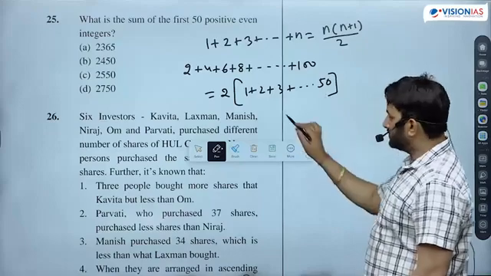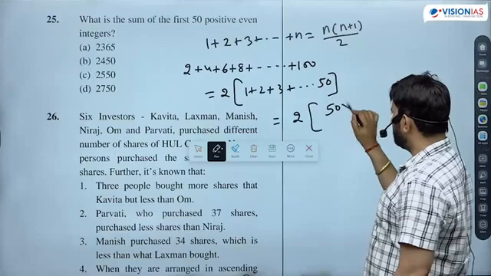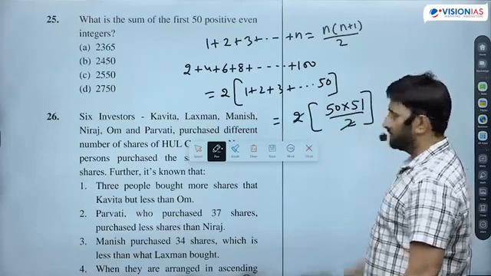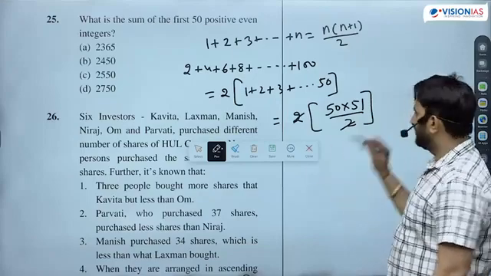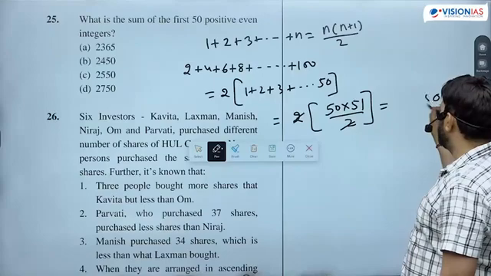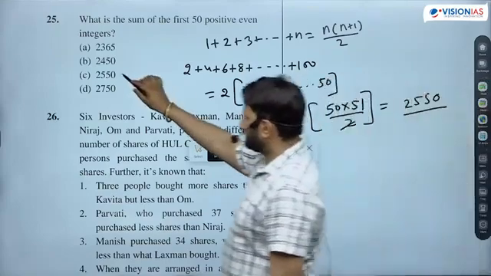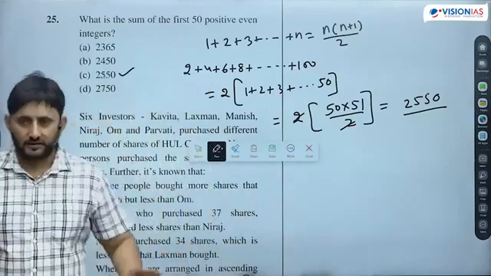इसमें फॉर्मूला लगा दो बच्चे. 2 times of n into n plus 1 divided by 2. This 2 you can cancel out. So simply you can say n into n plus 1. That will come out to be 50 into 51, which is 2550. 2550. This is one method.